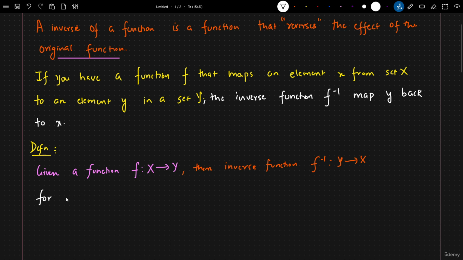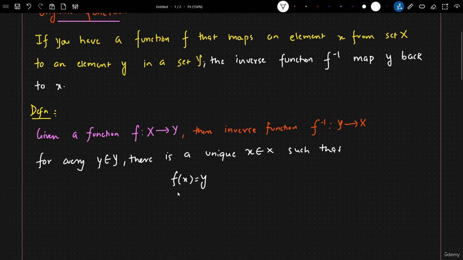For every y that belongs to the set Y, there is a unique x that belongs to the set X, such that f of x is equal to y. Now what is f of x equal to y? It basically means for every element present in Y, belonging to the set Y, there is a unique x that belongs to the set X such that f of x is equal to y.